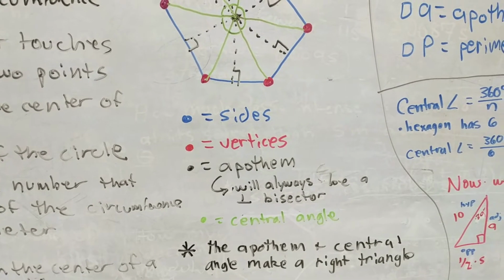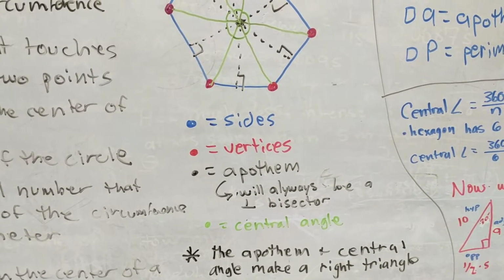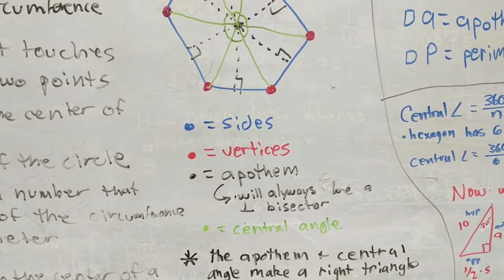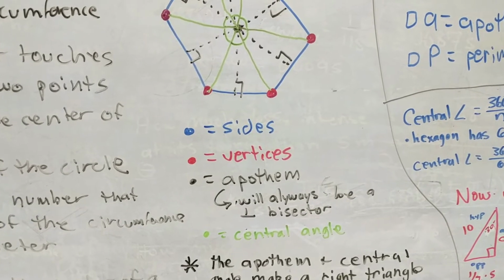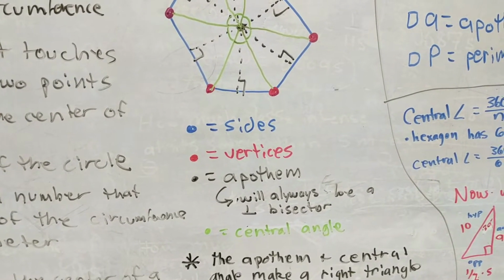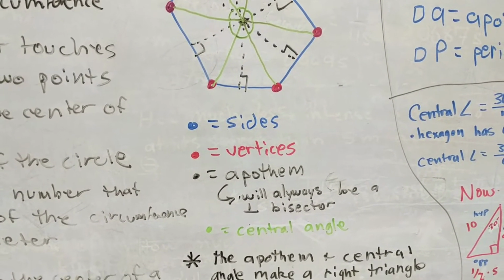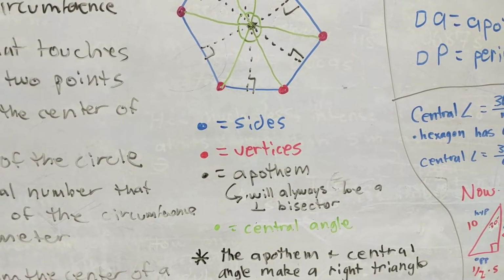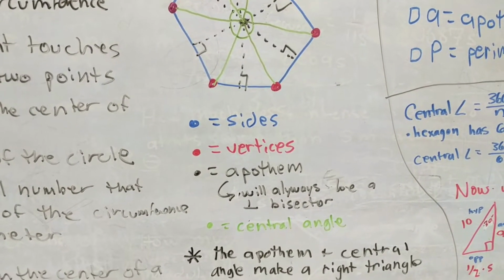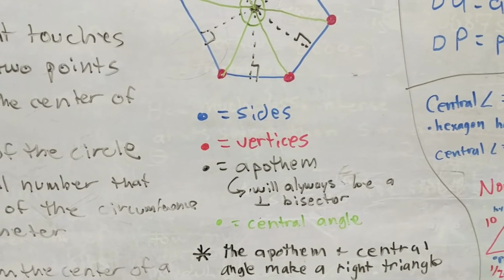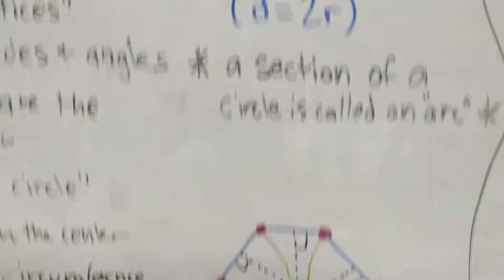So, furthermore, since the apothem is a perpendicular bisector, it splits the side in half. Our right triangle will have a side equal to 1/2 of the side, and it will also have an angle equal to 1/2 of the central angle. We use that information later in the section, okay?